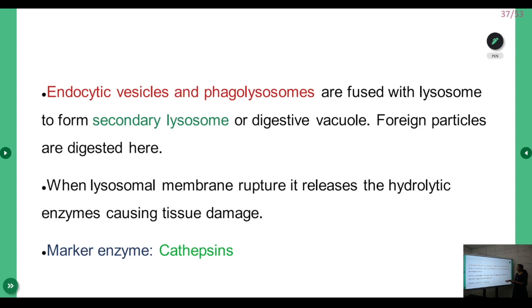And the marker enzyme of the lysosome is known as cathepsin. In the previous slides we were also discussing what a marker enzyme is. So what are marker enzymes? Marker enzymes are those enzymes that are specific for a particular cell organelle. For the cell membrane we learned 5' nucleotidase. For mitochondria we learned ATP synthase and malate dehydrogenase. Likewise, for lysosomes the marker enzyme is cathepsin.